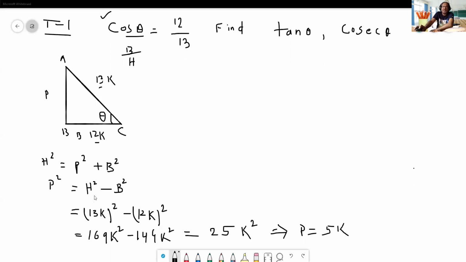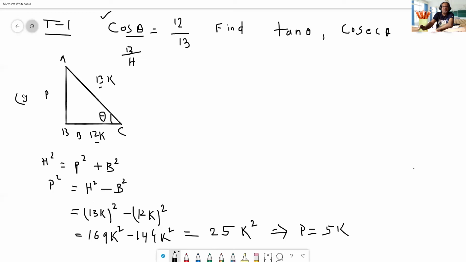Now what is hypotenuse? 13k whole square minus what is base? 12k whole square. So this is 169k square, this is 144k square, making 25k square, and the perpendicular becomes 5k. Root over of 25k square will give you the 5k. So this is going to be 5k. So now you know all the three sides, 13k, 12k, and 5k. So you can calculate any t ratio.